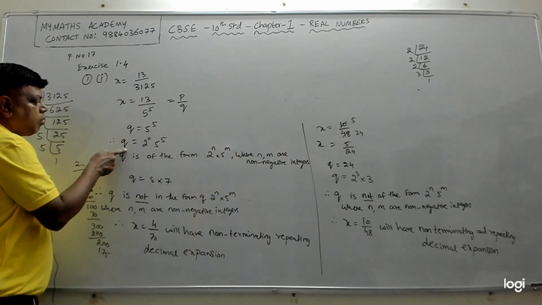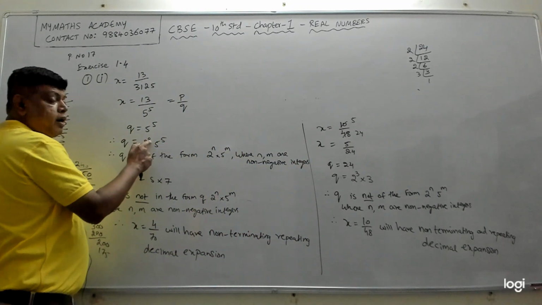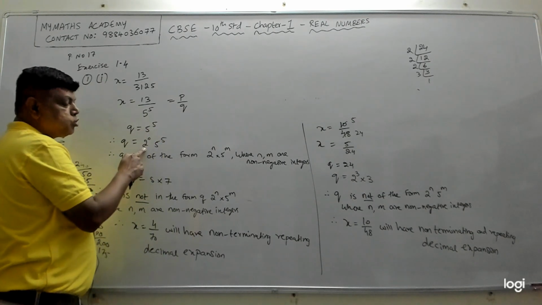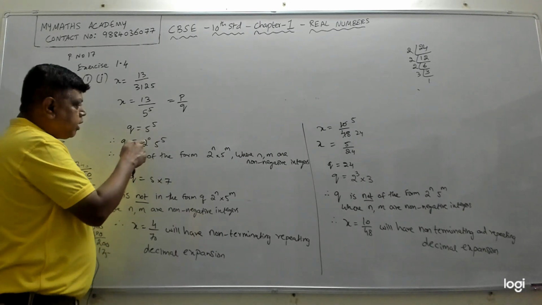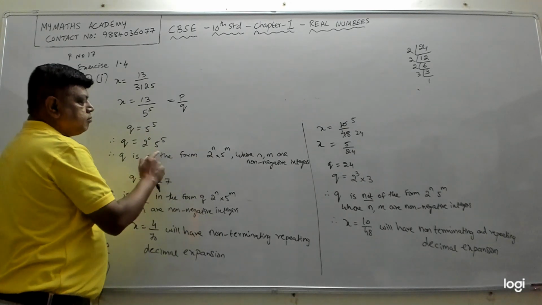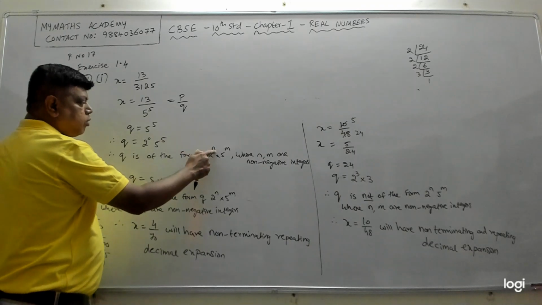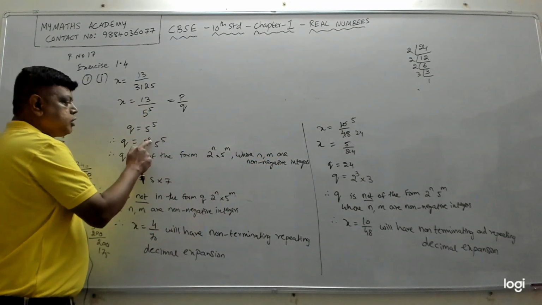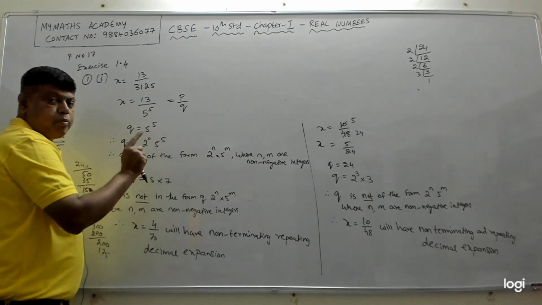So Q is in which form? Q is in this form. You can have 2 power 0. See, 5 power 5 means I can write that as 2 power 0 into 5 power 5, because 2 power 0 is 1. So I am getting this Q in this form. So the n is what? n is 0, m is 5, and they are non-negative. It cannot be negative. It can be 0 or positive, but the power should not be negative.